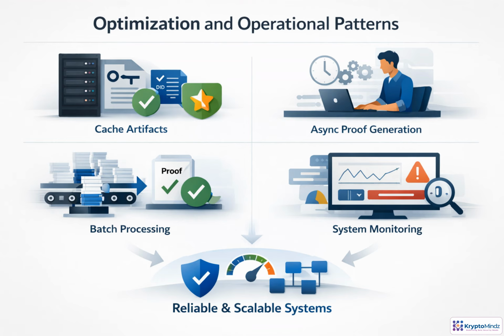Production ZKP systems require operational discipline, not just sound cryptography. Cache public static artifacts like verification keys, schemas, issuer metadata, and DID documents, but never private user data. If proof generation takes time, move it into background flows so the user experience stays responsive. Where safe, batch verification or pre-compute reusable pieces. Then monitor what actually breaks: latency, payload size, wallet versions, policy mismatches, and verification failures. One rule remains non-negotiable: preserve nonce freshness.